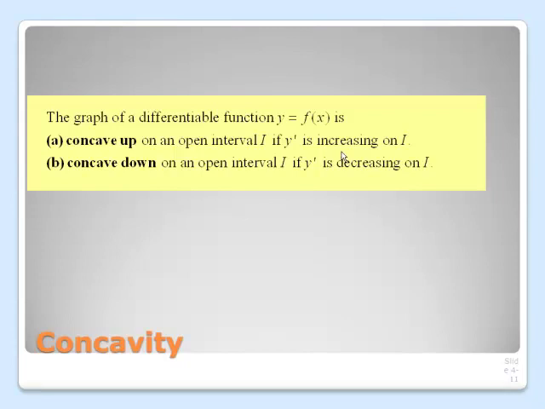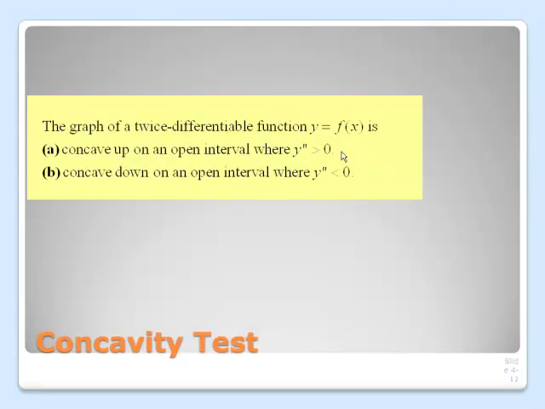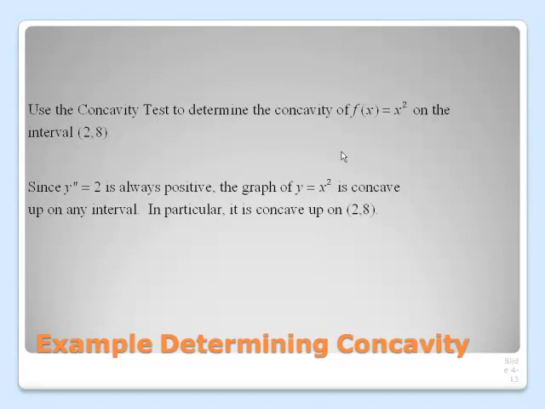So our test for concavity actually uses the second derivative. It says the graph of a twice differentiable function f of x is concave up where the second derivative is greater than 0, or positive, and it's concave down where the second derivative is less than 0. We're going to use the concavity test to determine the concavity of x squared on the interval from 2 to 8. We should at least recognize that x squared is a parabola.